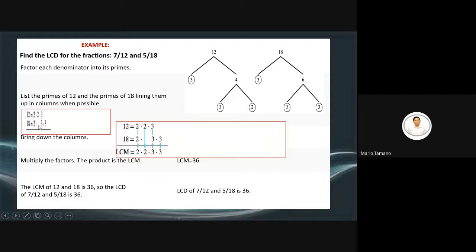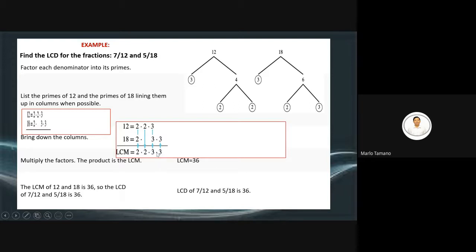Yan. Ngayon, bring down the columns. Ito na po yung pag-bring down. So, 12, 2 times 2 times 3, rather. 18, we have 2 times 3 times 3. Ayan po, meron po tayong common 2. So, copy po tayo ng isa. Meron pa tayong isang 2, i-bring down nyo lang po. Meron tayong common 3, bring down lang po, isa. Meron pa tayong 3, isa. Kumuha kayo ng kopya nyo.